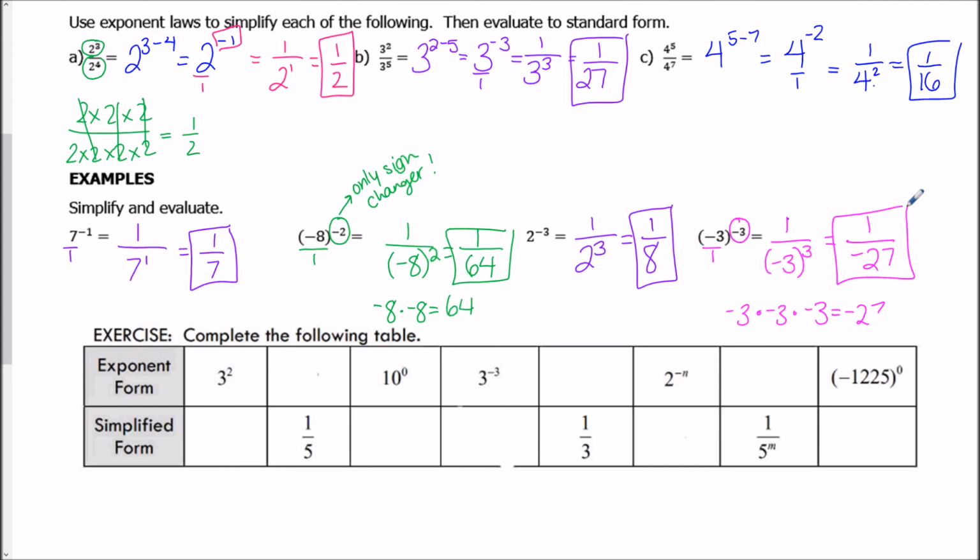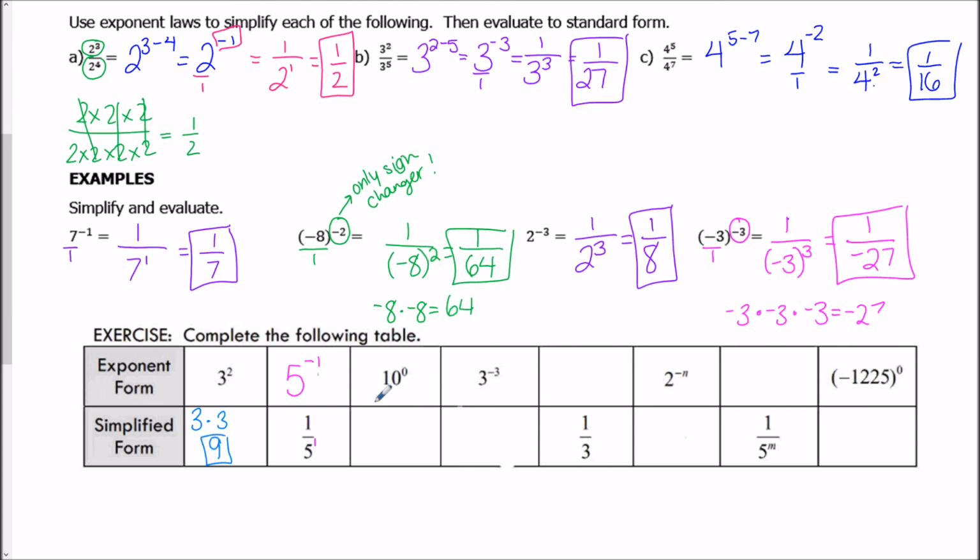So exponent form, here, I'm going to take this and expand it to simplified form here. So 3 to the power of 2 means 3 times 3, which is 9. Okay, this one right here, I'm given the simplified form, and I've got 1 over 5 to the power of 1. So that means that this 5 is being raised to the negative 1 power in exponent form.